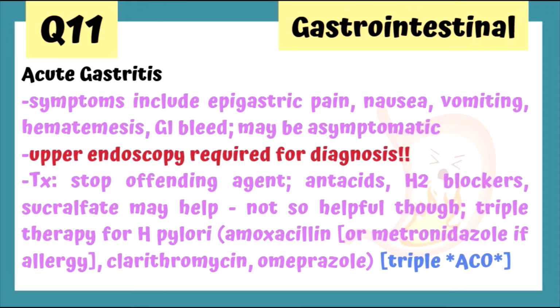How do we treat acute gastritis? We stop, of course, the offending agent, for example, the NSAIDs. Antacids can help, H2 blockers. Sucralfate may help, but it's not so helpful. Triple therapy may be required for H. pylori: amoxicillin, clarithromycin, and omeprazole.